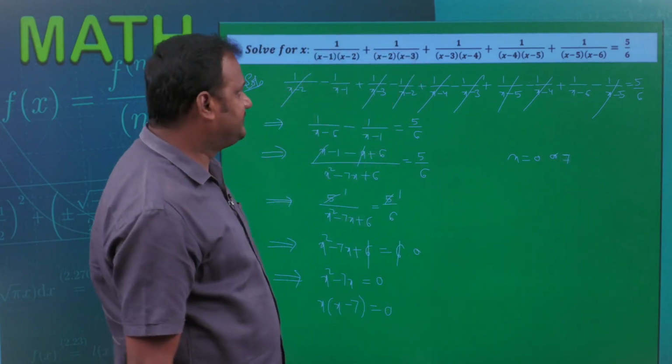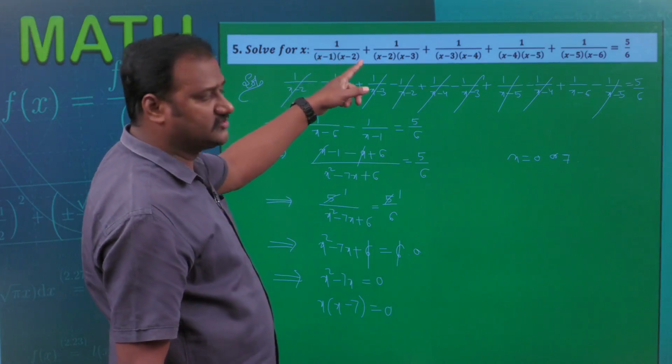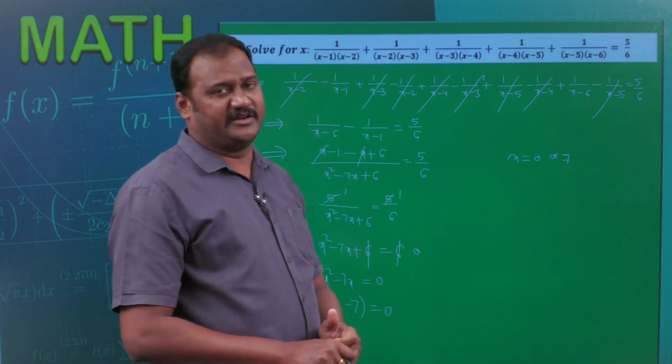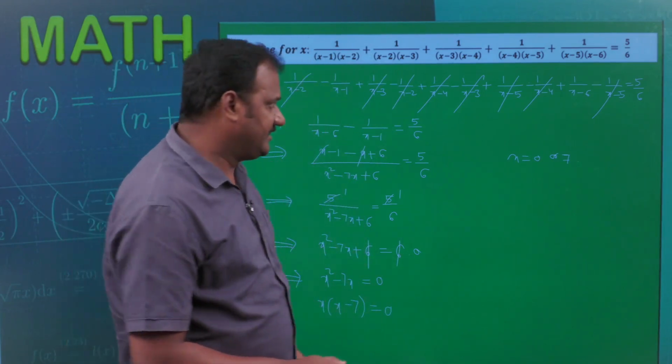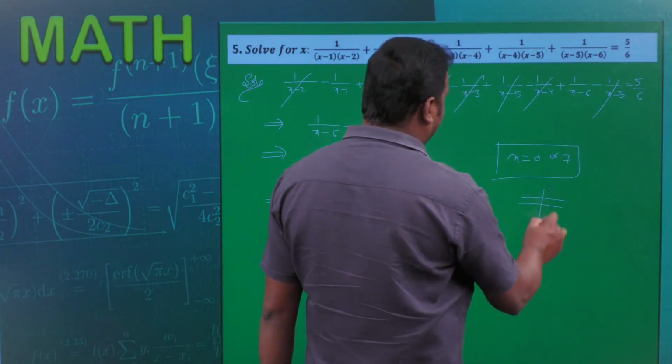Yes, it is possible because 1 by 0 minus 1 into 0 minus 2. 0 minus 1 is minus 1. 0 minus 2 is minus 2. 1 into 2 is equal to 2. It is defined. So the possible values of x are 0 or 7.